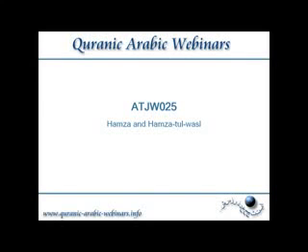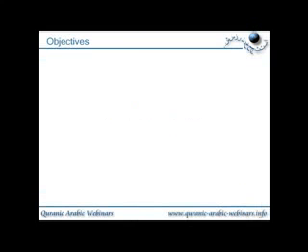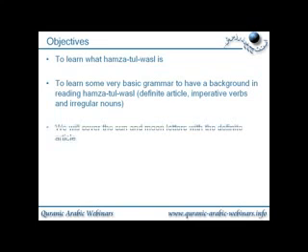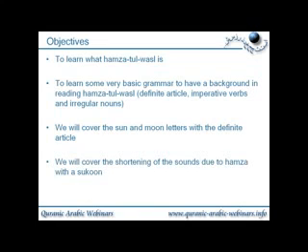Webinars. This lesson is about Hamza and Hamzatul Wasl. Objectives: to learn what Hamzatul Wasl is, to learn some very basic grammar, to have a background in reading Hamzatul Wasl. So we'll be looking at the definite article, imperative verbs, and what we call irregular nouns. We will learn what the sun and moon letters are and how they're used with the definite article. We will cover the shortening of the sounds due to Hamza with sukun.